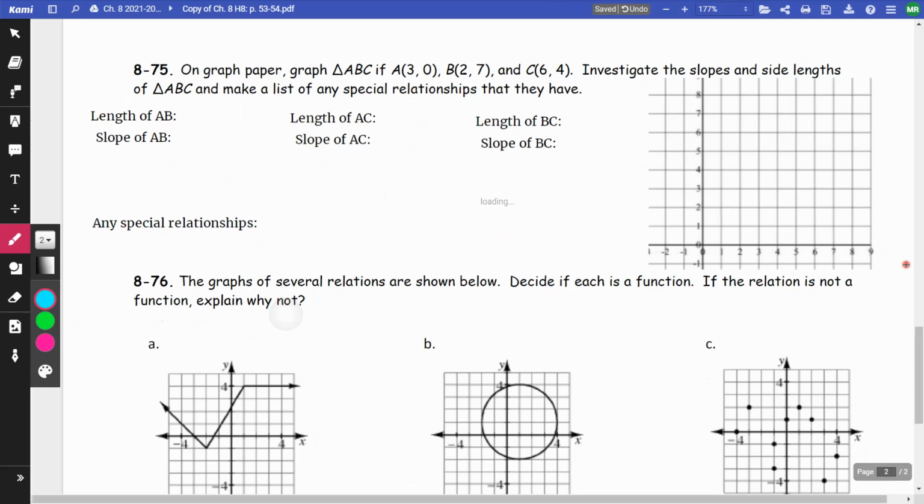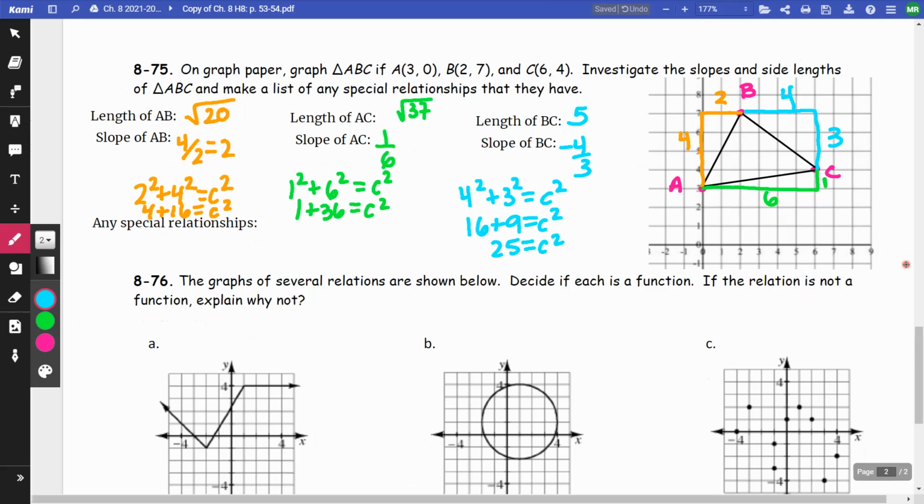So looking at these, in terms of what's special about them, the three sides are totally different. One's a square root of 20. One's a square root of 37. The other one's a 5. None of the slopes are anything special. They're not parallel. They're not perpendicular. So the only thing I can say about this is, since all three sides are totally different, this is going to be a scalene triangle because all three sides are different.